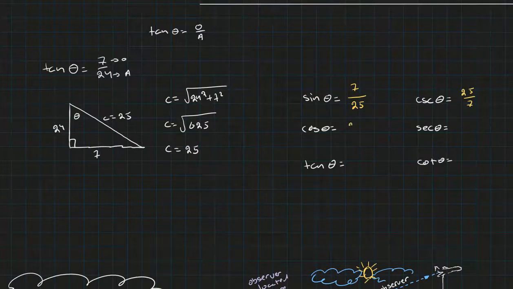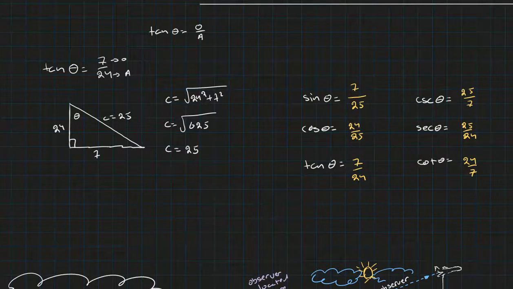Cosine is adjacent over hypotenuse. So whoops, not 25, 24 over 25. 24 over 25. So that means secant is going to be 25 over 24. Tangent, we already know what that is. So that's 7 over 24. So cotangent is just 24 over 7. And there it is. That's how we can find this information.